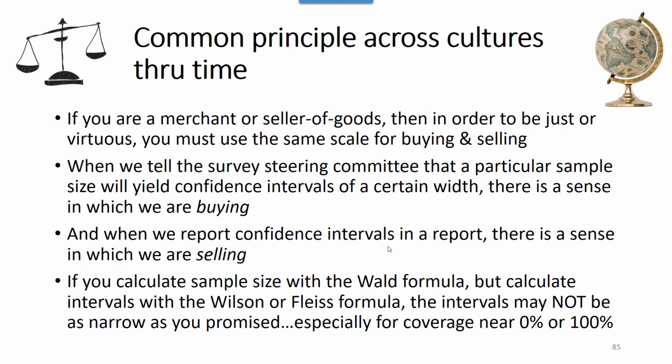And when we tell a survey steering committee that a particular sample size will yield confidence intervals of a particular width, there's a sense in which we are buying something. When we're asking them to buy something, we're asking them to buy a survey of this size. And then when we report confidence intervals later in the report, there's a sense in which we are selling something. If you calculate the sample size using the Wald formula, but in the report you report Wilson intervals or Fleiss intervals, the intervals may not be as narrow as you promised, especially when coverage is near 0% or 100%. So I think it makes sense to use the same interval to calculate the sample size that you're going to use in the analysis section of the report.